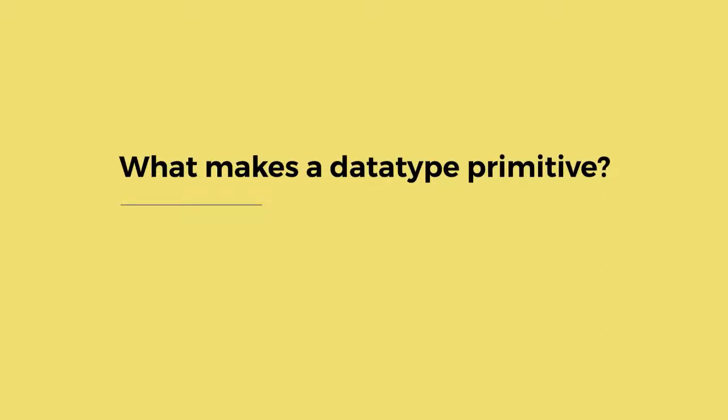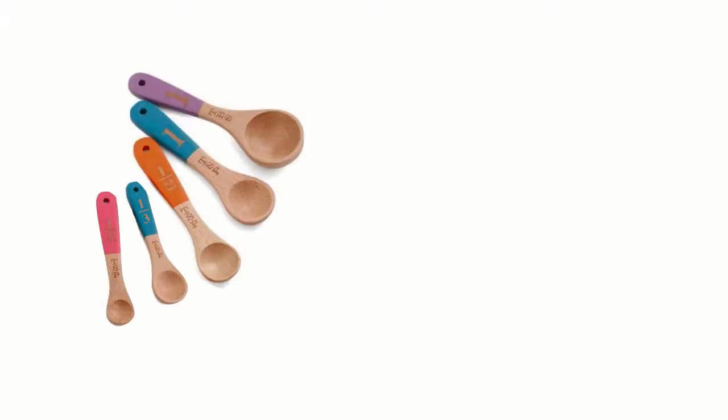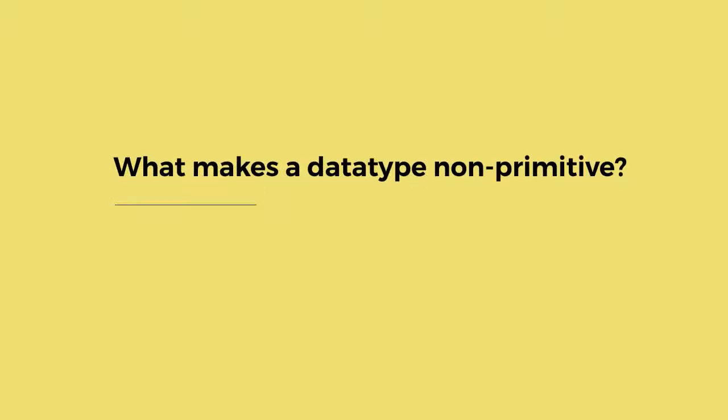The easiest way to explain what makes a data type primitive is to say that it can't be broken down into simpler components. One way to think about it is using measuring spoons. If a recipe calls for 2/3 spoon of chili powder, try as you might, you'll not find a 2/3 measuring spoon. There isn't one. Measuring spoons are made for the primitive amounts you need for cooking. We don't need a 2/3 measuring spoon because you could just use a 1/3 measuring spoon twice. I'll explain what makes a data type non-primitive when I talk about collections.